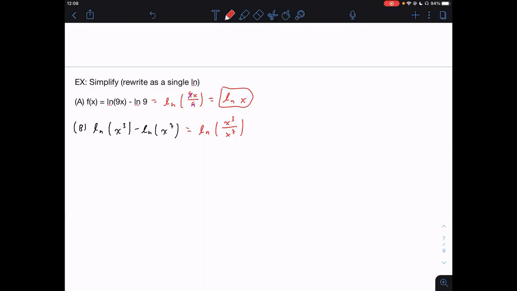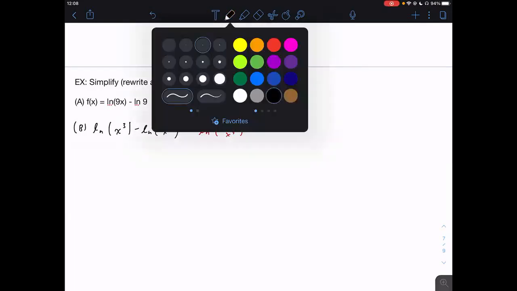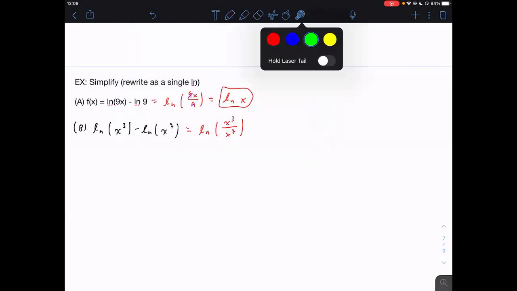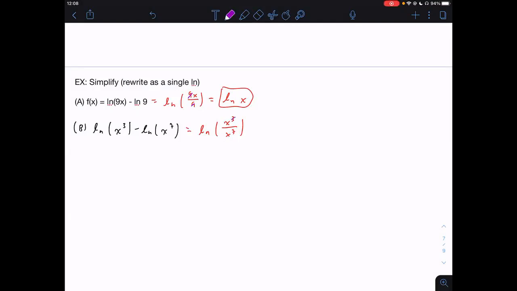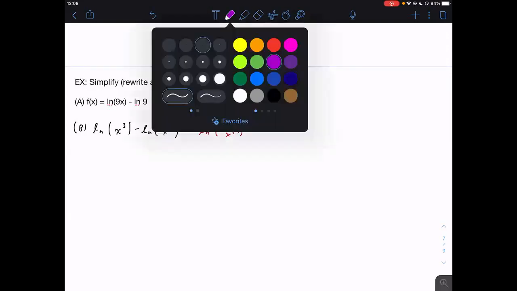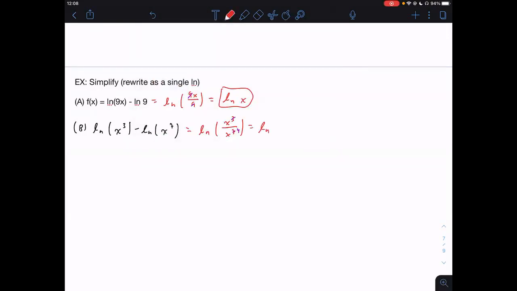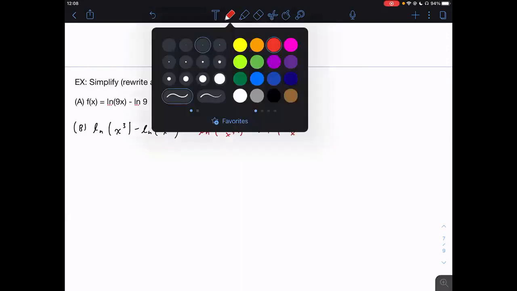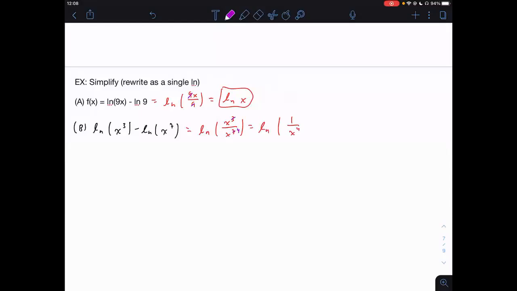Using the properties of exponents on the fraction inside, we're dividing by the same base of x, x to the third divided by x to the 7th. What do we do with the exponents? When we divide by the same base, we subtract the exponents. So 3 minus 7 gives negative 4, so here we're going to have the natural log of 1 over x to the 4th.